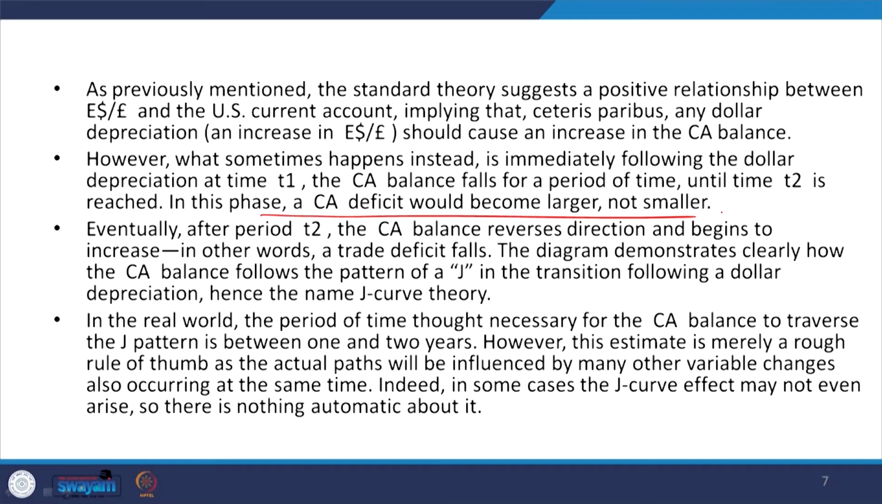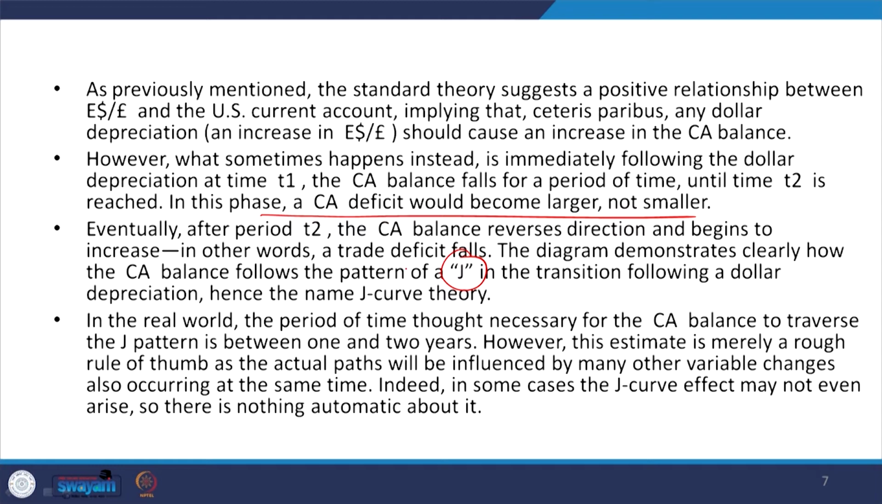I have already explained with the help of the diagram. Eventually, after the period T2, the current account balance reverses direction and begins to increase. That means the trade deficit falls. The diagram demonstrates clearly how the current account balance follows a pattern called a J, in the transition following a dollar depreciation. Hence, the name is defined as the J curve theory.